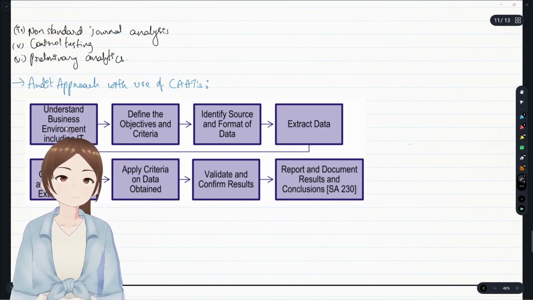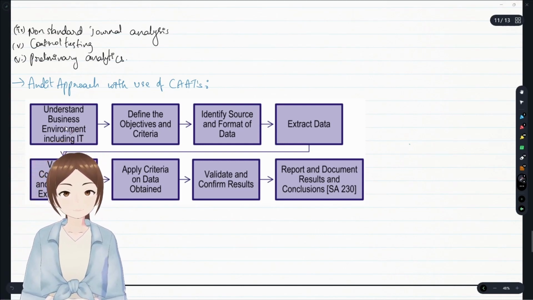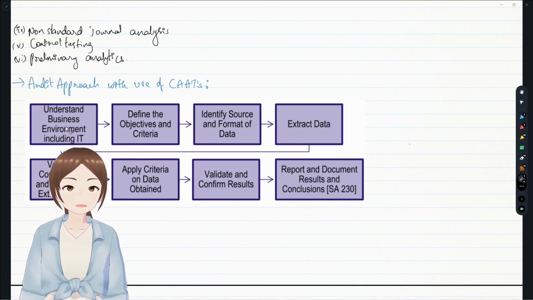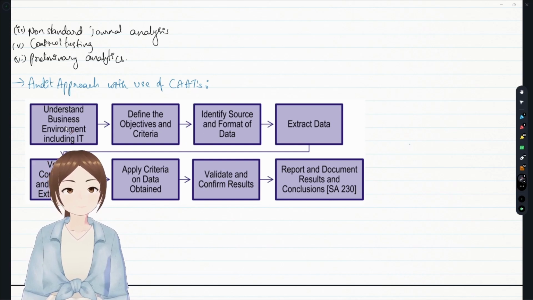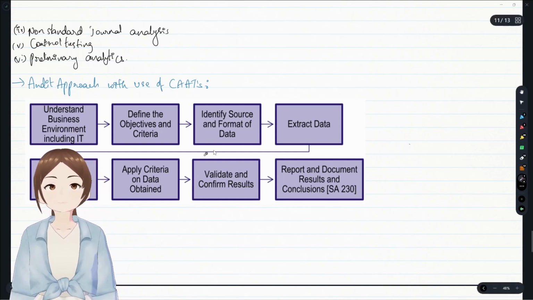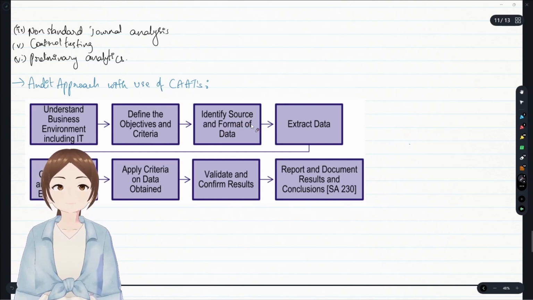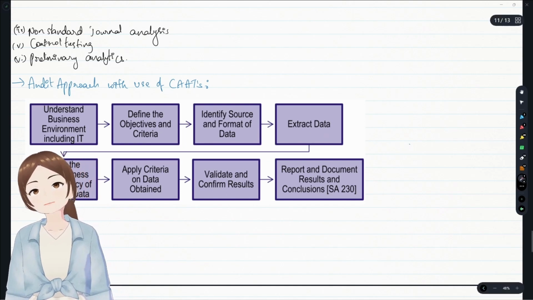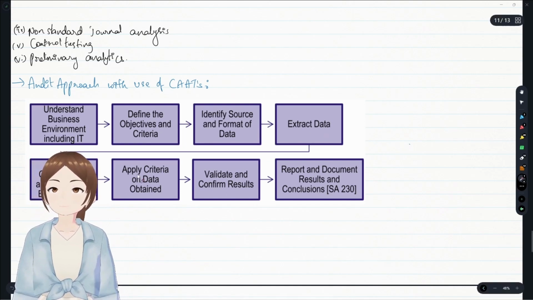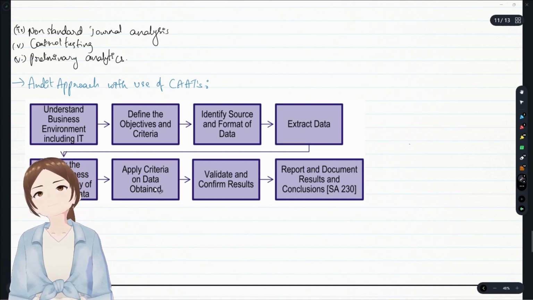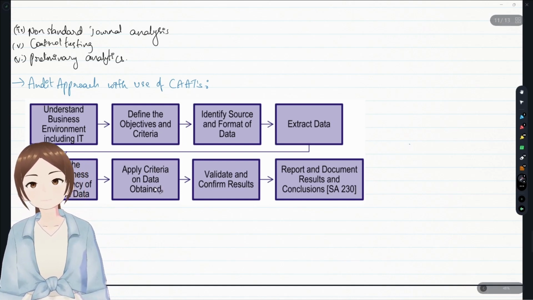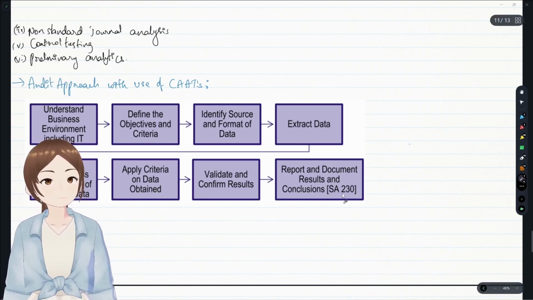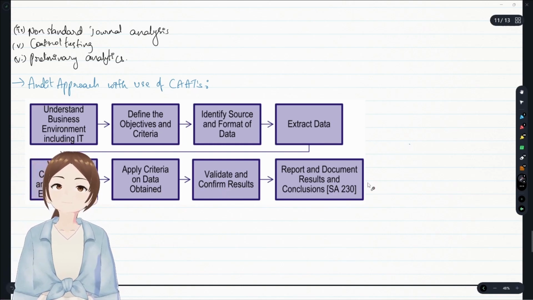Okay, how do you memorize this? Again, first you have to understand the business environment. 300 is the starting point and the ending point will be the same. You have to define the objectives and criteria. Because you're discussing data, you have to identify the source and then the format of data, and you have to extract the data. Obviously that might be raw data, right? You have to extract and verify the completeness and accuracy, and apply criteria, which is nothing but filters, like applying filters to Excel data in our day-to-day life. Then validate and confirm results, report and document.